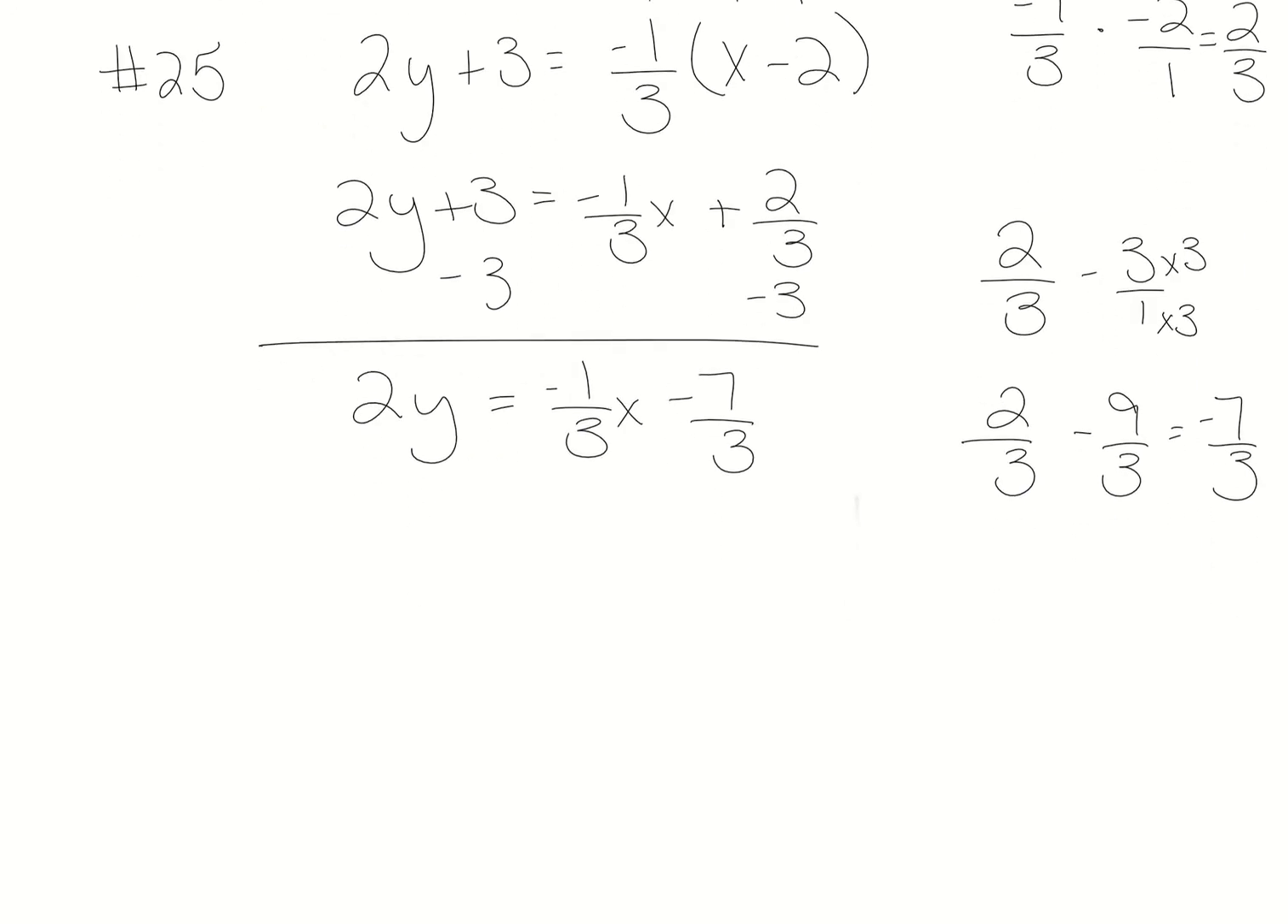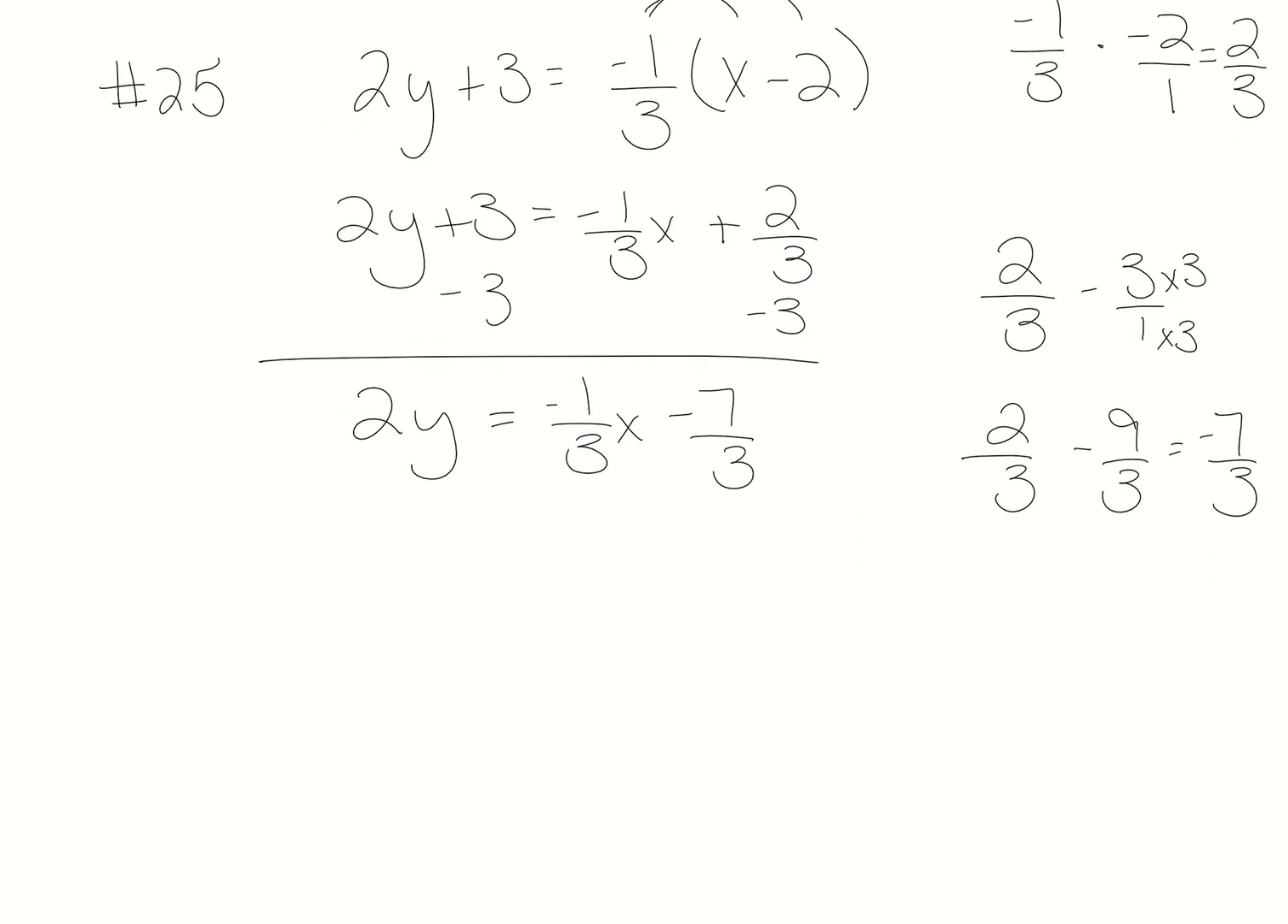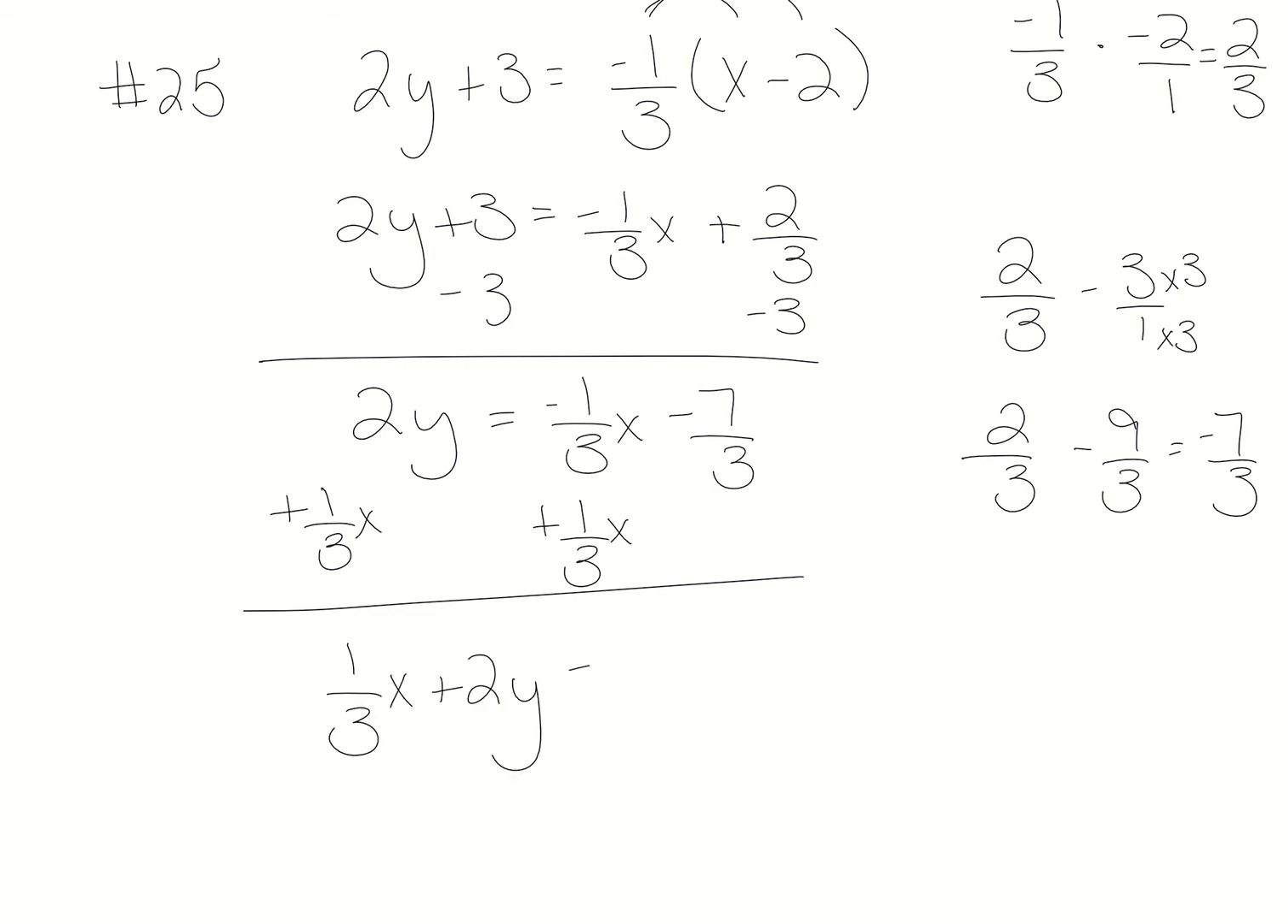Okay. Now again, I need to move my x value over, so I add my 1/3 x. Now these aren't like terms, so I can't combine them, so I'm just going to write them next to each other. 1/3 x plus 2y equals negative 7 over 3. Now this is not in my standard form yet, because this is a fraction. And so in order to get it out of a fraction, I need to multiply it by its denominator.